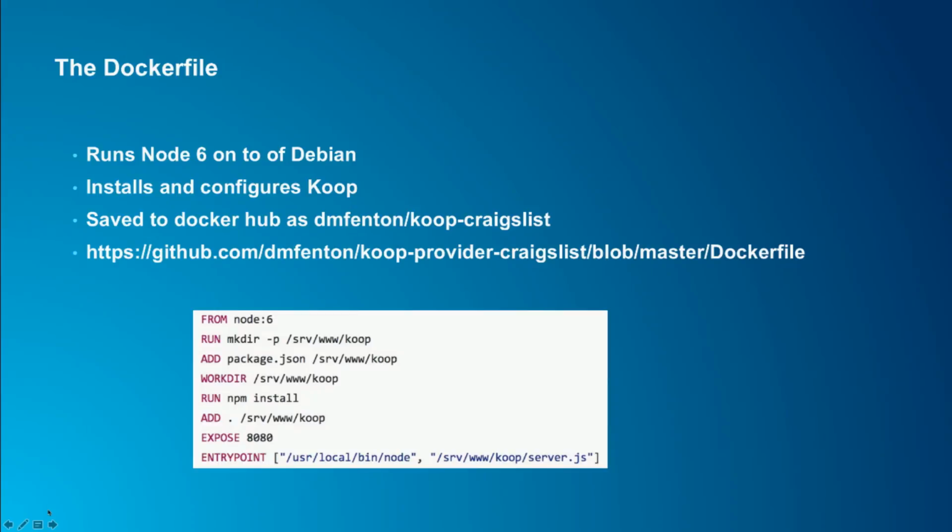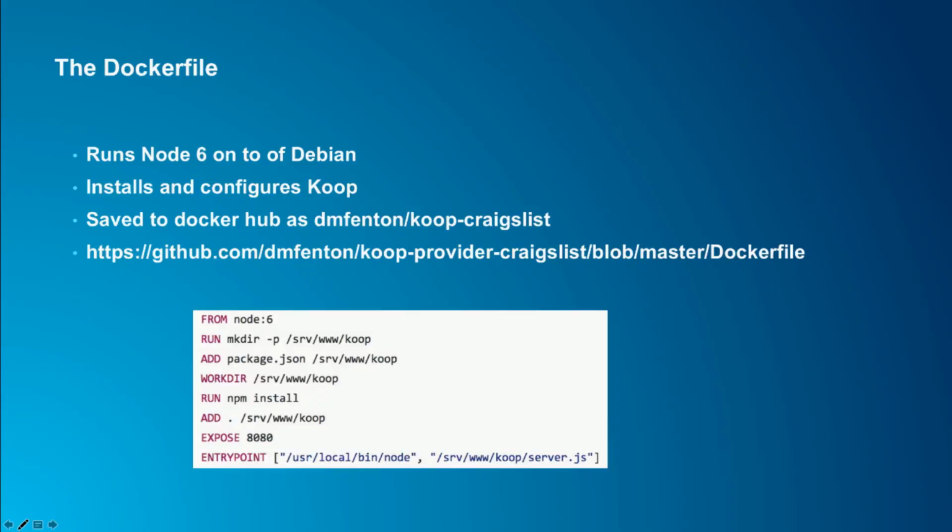So line by line, this says start from node 6. That's my baseline. I have node and npm and all that running, and it's already compiled, and I don't have to deal with that. I'm going to make a directory, so it's just a nice landing place for all my files. And then I'm going to add package.json, which specifies all the dependencies of a node application. And the reason I add that on its own is to leverage the Docker cache, because my code changes a lot, but the dependencies don't. So if a line doesn't change, then Docker can use its cache and you can do builds really quickly.